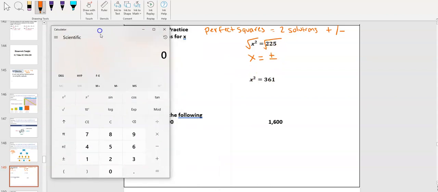If you do know it, good for you. But just to show you how you do it on a calculator, you're going to do 225 and hit that square root button and we get 15.